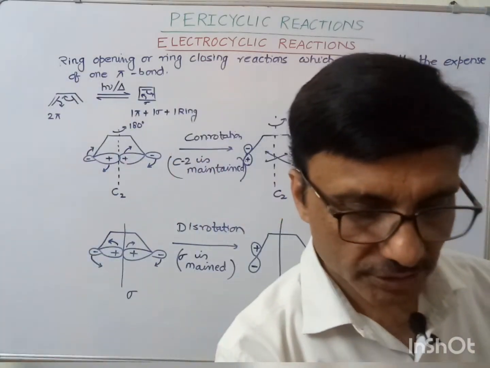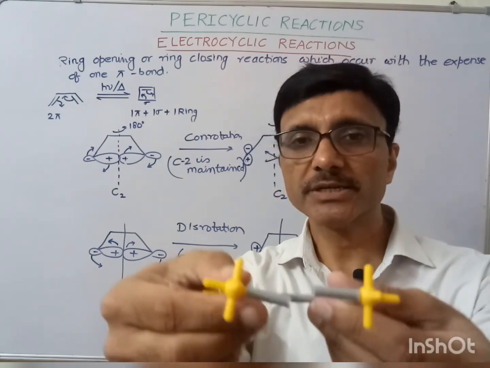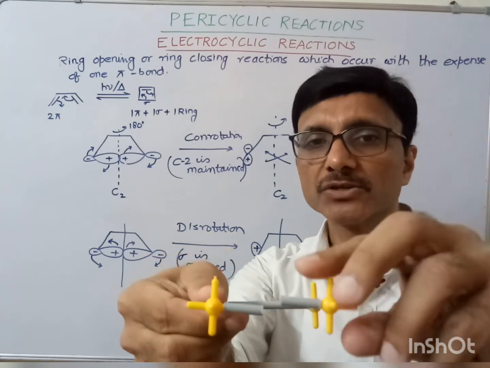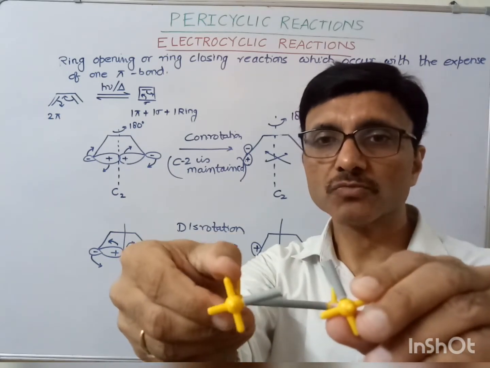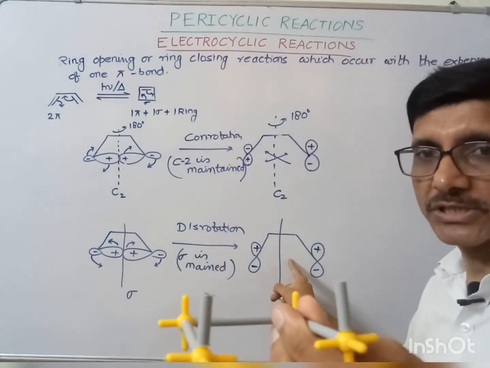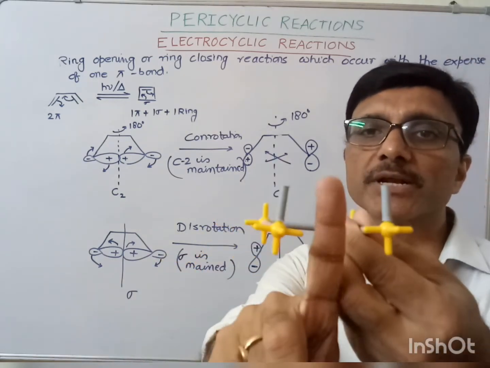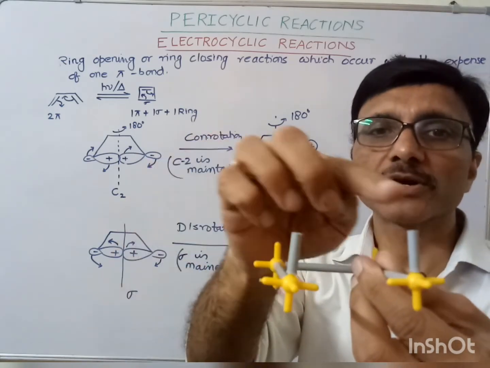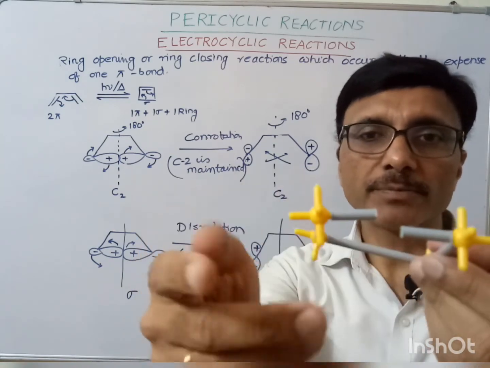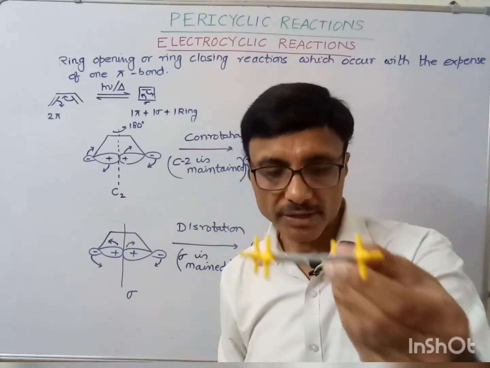We may also understand how we can do the disrotation. Suppose this is the sigma bond which is present, and disrotation means both move in the opposite direction. This is moving here and this also moves here like this, and you will find that both positives are up, or both positives may be down. So this has the mirror plane, and the reactant orbital is also having the mirror plane. Like this we may understand it.